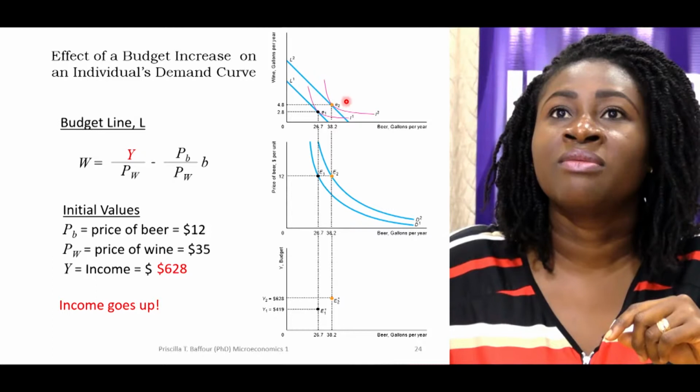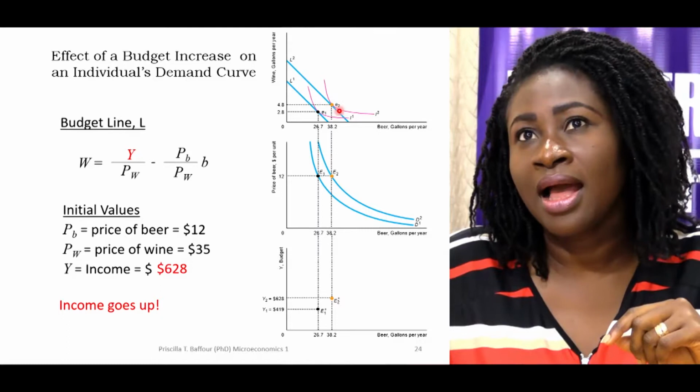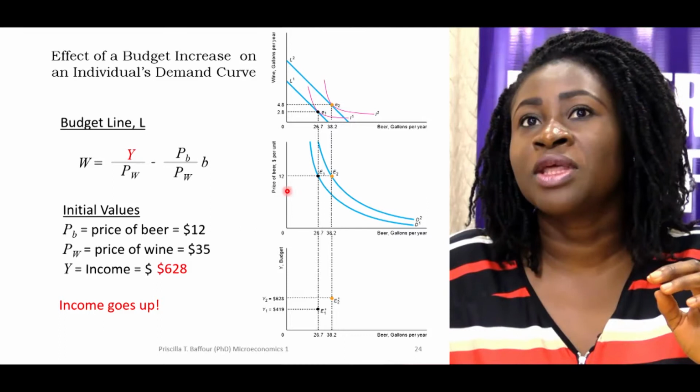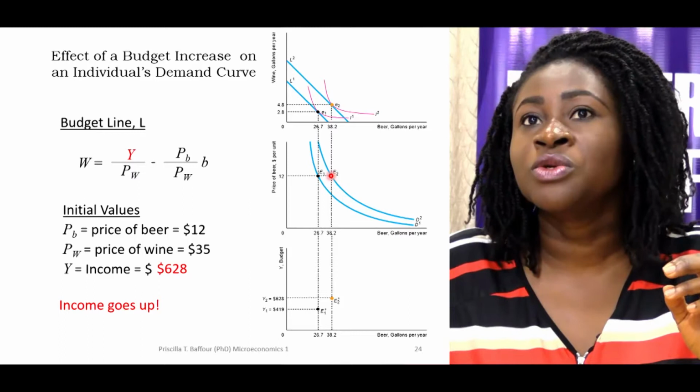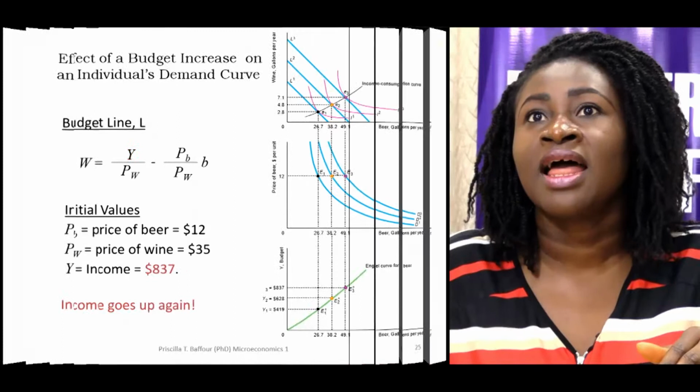At E2, how many gallons of beer is this person consuming? Remember, the price is not changing. The price remains at 12, but he is now consuming 38.2. So you see a shift to point E2, and that process continues. When income increases further, he will increase consumption.